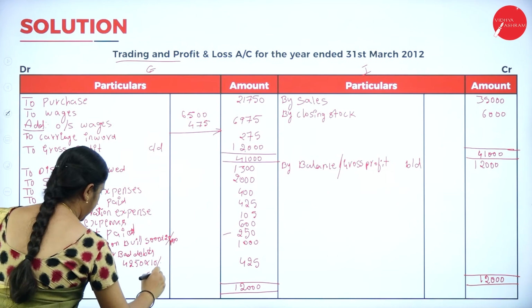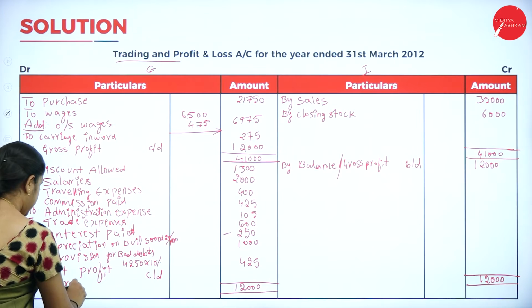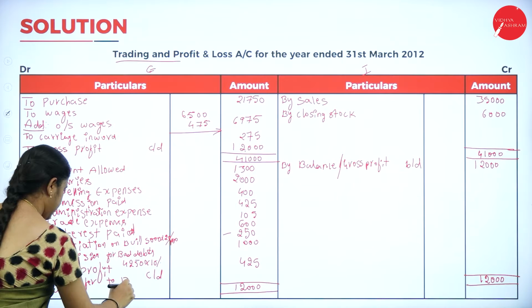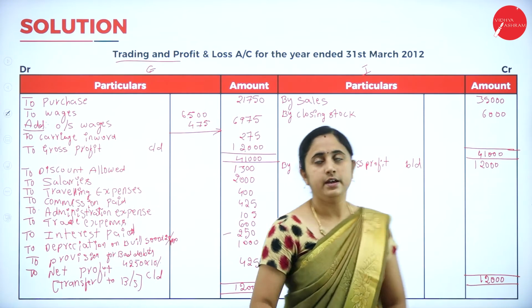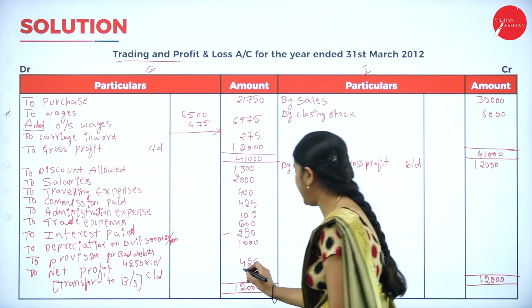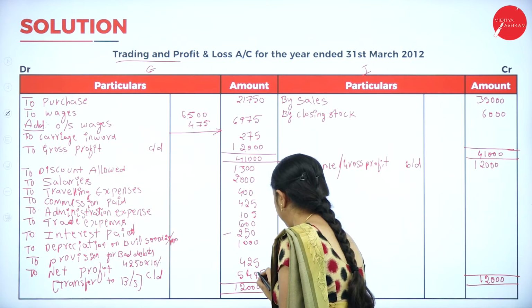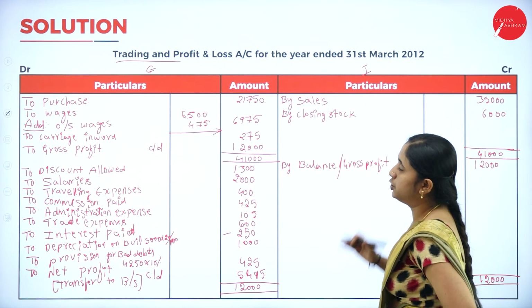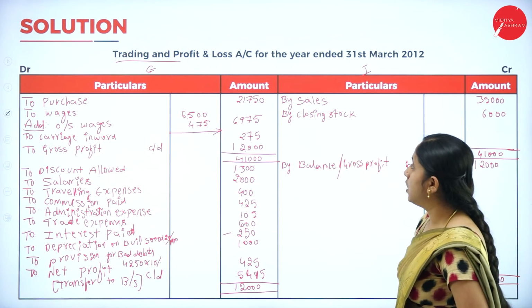Net profit carry down for the balance sheet. Transfer to balance sheet. Now find the difference between the debit and credit side of profit and loss account. Net profit is 5,495. 5,495 is your net profit. It should be transferred to balance sheet. So this is trading and profit and loss account.